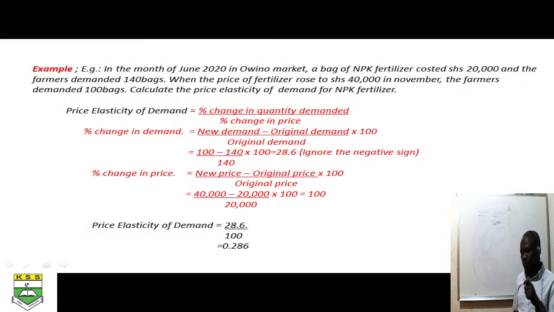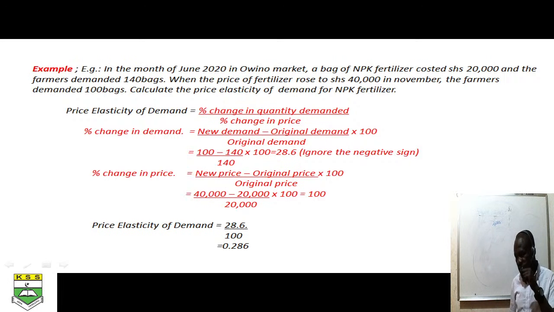But when the price of the fertilizer rose to 40,000, remember we said for the case of demand, when the price rises, the quantity demanded decreases. That's why you are seeing a change from 140 bags to 100 bags. Now, in that example there, like I said, there are 4 things that you need to identify. What was the original price? What is your new price? What was the original quantity? And what is the new quantity? Once you get those 4 items out, it's just a matter of remembering your formula.